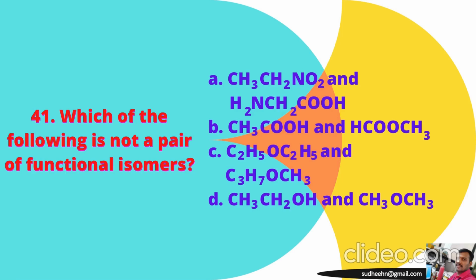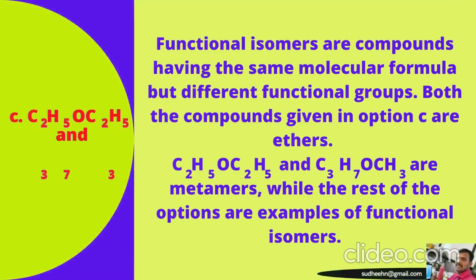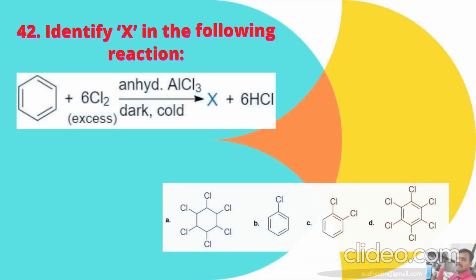that is dimethyl ether. And the right option is option C, that is C2H5OC2H5, diethyl ether, and isopropyl methyl ether, because functional isomers are compounds having the same molecular formula but different functional groups. Both the compounds given in option C are ethers. Therefore, this is the required answer, while the rest of the options are examples of functional isomers. So the right option is option C. Next, question number 42.